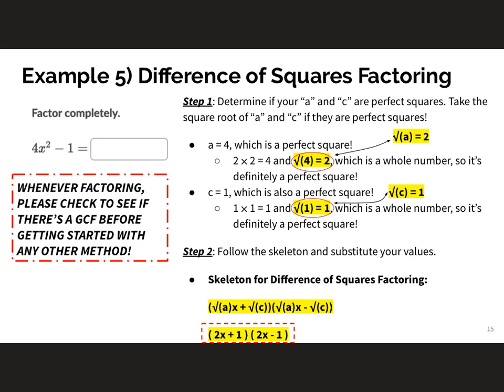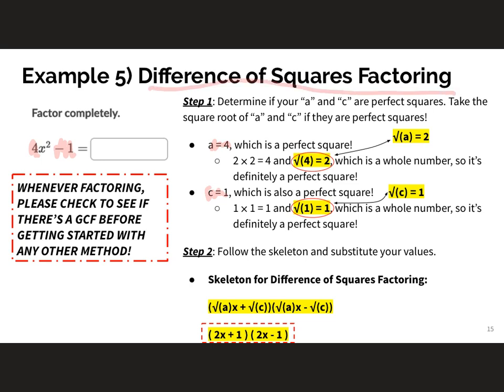My A over here, let me color this in red, is 4, and my C is -1, or just 1. I know that because my A is 4, which is a perfect square based on my cheat sheet, I can move on. So I want to check to see if C is a perfect square. C is 1, which is also a perfect square. So that means I can actually do my difference of squares factoring.